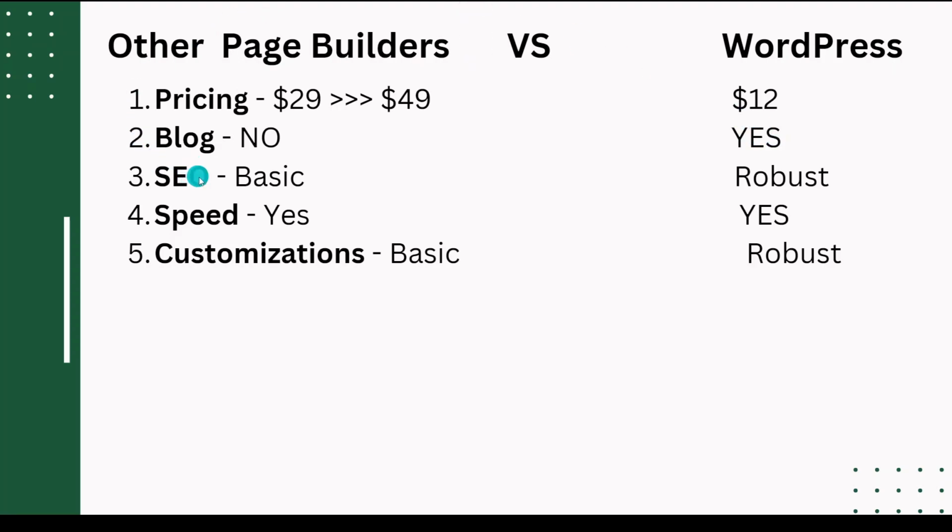Now, for SEO on other page builders, they have basic SEO. But because WordPress has been around for quite a long time, it has a very robust SEO. So you're going to find that you're going to start ranking in Google by just putting the right settings in your WordPress. Another thing is speed. Yes, with most other page builders, you're going to have a fast website depending on what plan you select. But with WordPress, as you can see, we can have your website set up and it can load in literally 1 second. So WordPress also has speed.